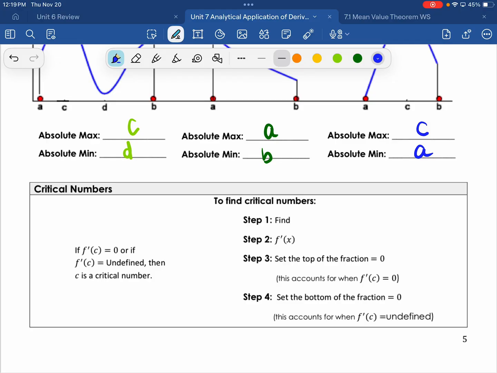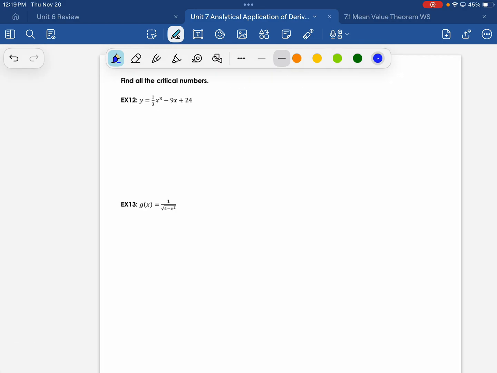And so to find your critical numbers, we are going to first find the derivative. And then we are going to set the top of the fraction equal to 0. The top of the fraction is going to account for all of the times when the derivative equals 0, which we figured out was the humps, the max, and the mins. You are also going to set the bottom of the fraction equal to 0. This will account for all of the times when the derivative is undefined, which could be your corners and your cusps, which count as max and mins, but your derivative is undefined. So you got to do the top and the bottom equal to 0, and those are going to give you your critical numbers where something special is happening on the graph.